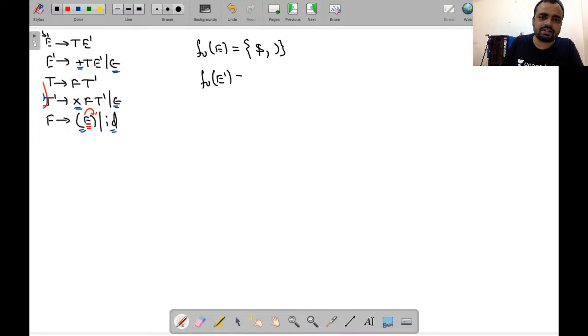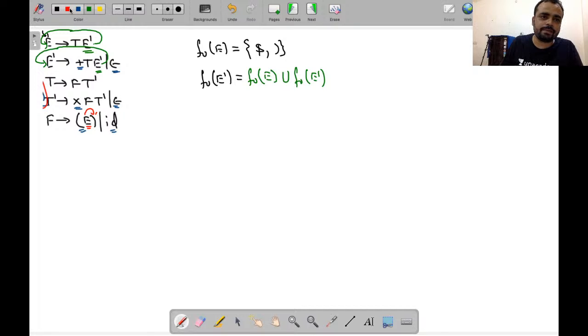सिमिलरली फॉलो ऑफ ई डैश. So my dear friends, what is the follow of E dash? So if nothing is following the E dash, then the follow of E dash will become the follow of E. So this will become the follow of E. और यहाँ से एक तो E dash यहाँ पर appear हो रहा है, दूसरा यहाँ पर, तो यहाँ से follow of E dash is equal to क्या होगा, follow of E dash. That is the union of follow of E dash.